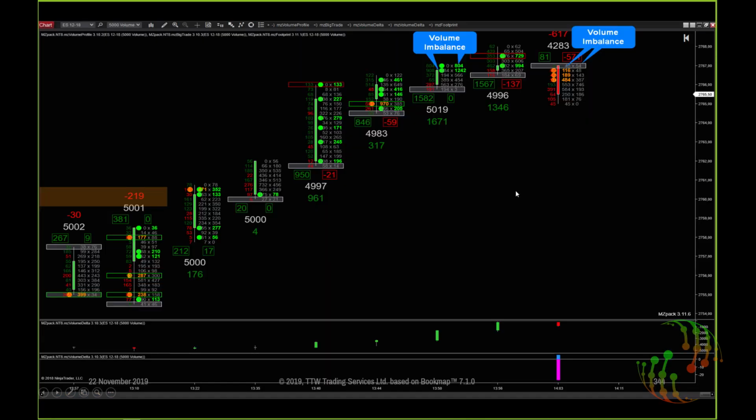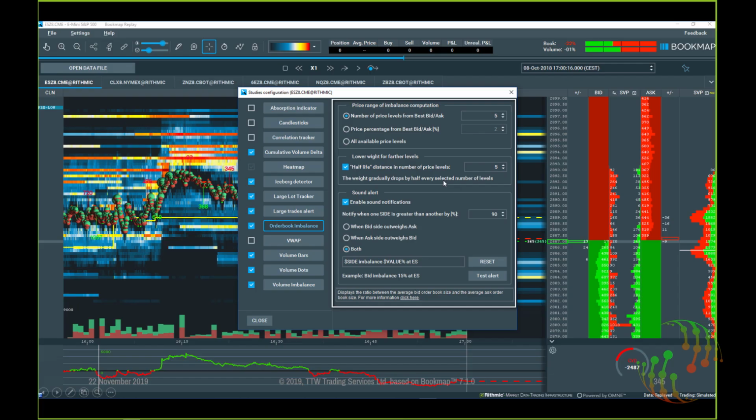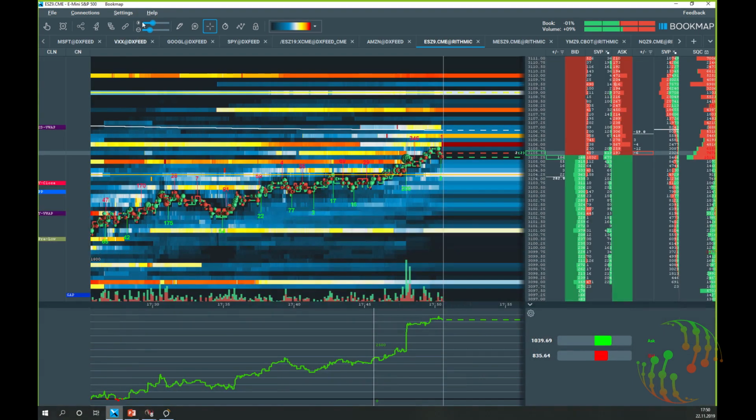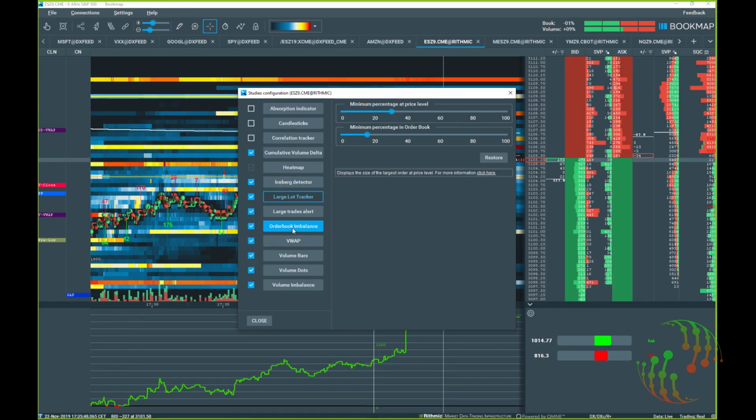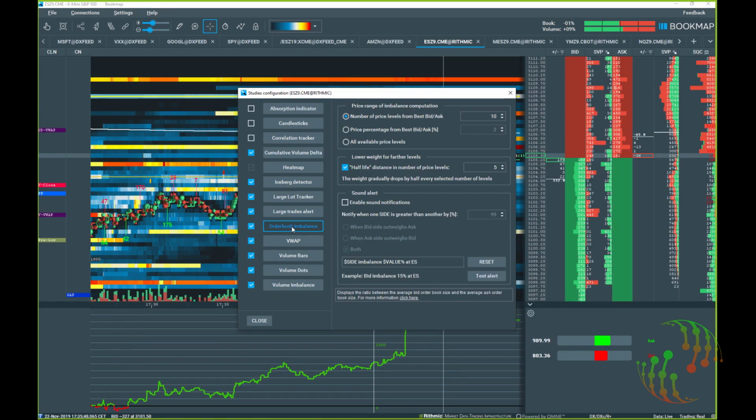If you have a footprint chart, whatever footprint chart you have, it also has a kind of imbalance indicator. It means 804 versus 343, or vice versa, 84 versus 54 versus 116. This is an extreme volume imbalance. You can set this volume imbalance in the order book imbalance settings.